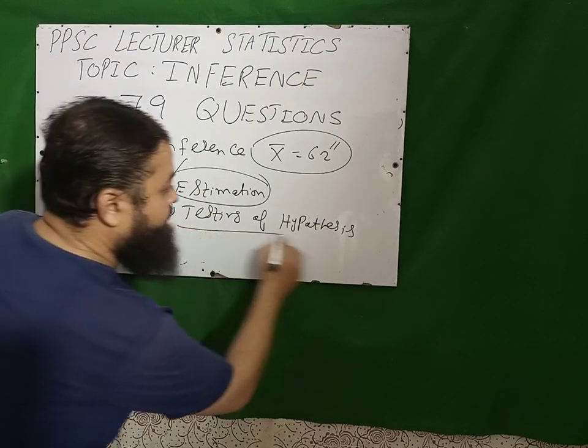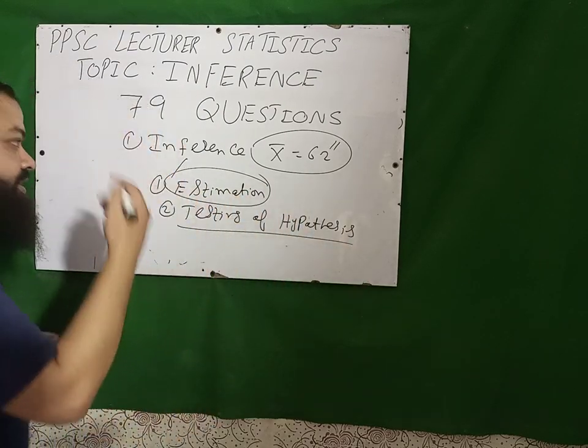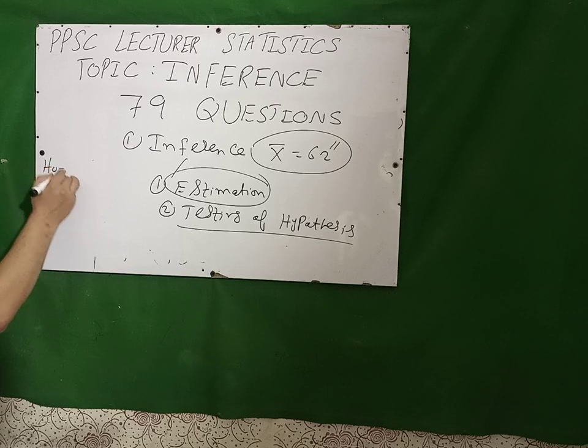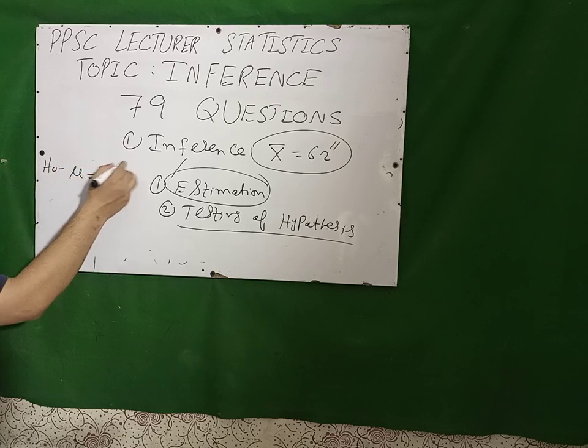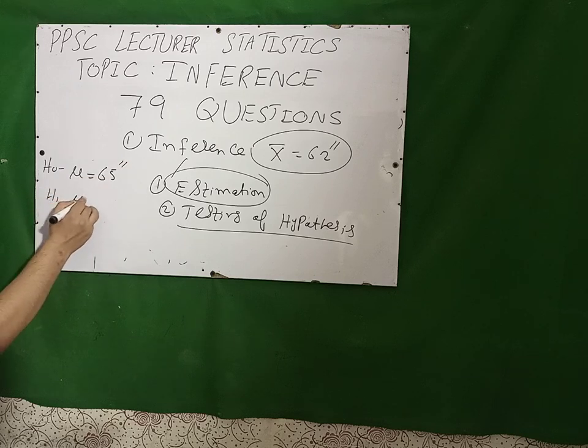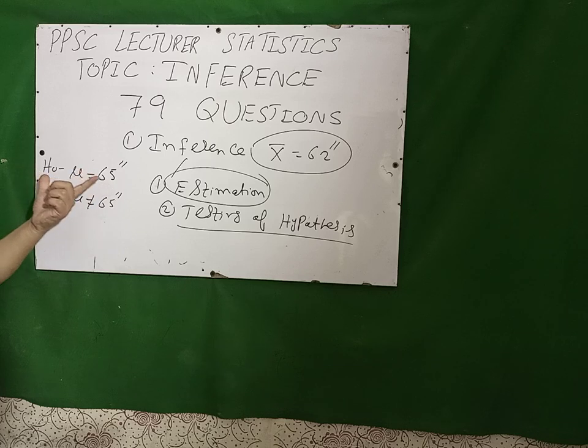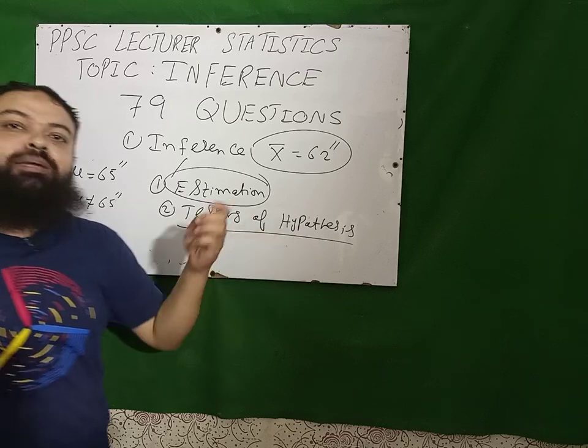And what is testing of hypothesis? There is a statement given to us, for example, H naught: the population parameter of the height of the students is 65 inches. H1: mu is not equal to 65 inches. It is a statement and we check it with the help of the information contained in the sample, whether that information about the hypothesis is true or not. It is called testing of hypothesis.